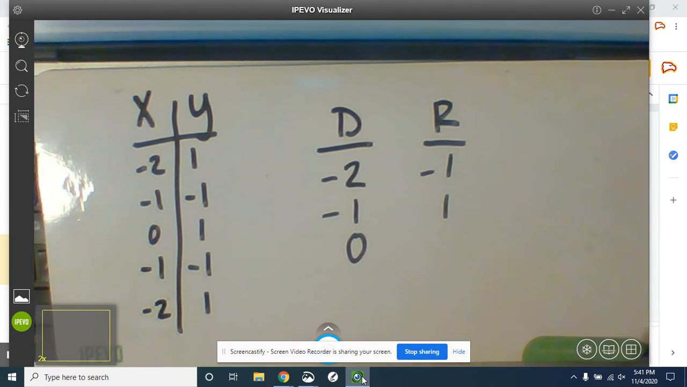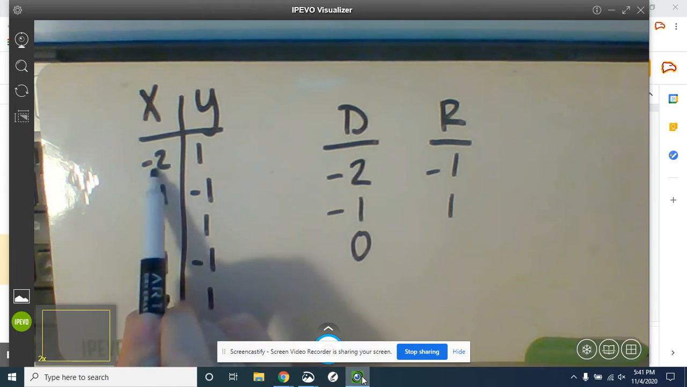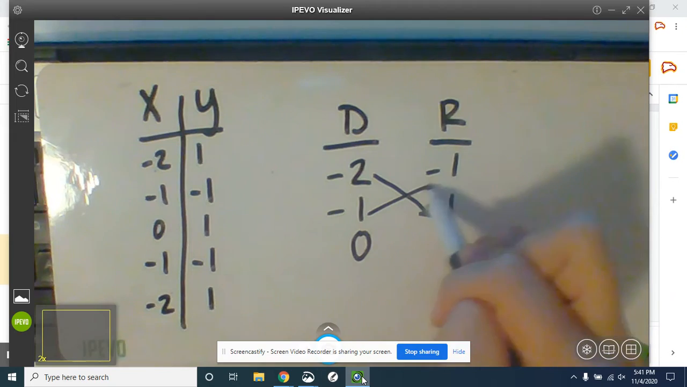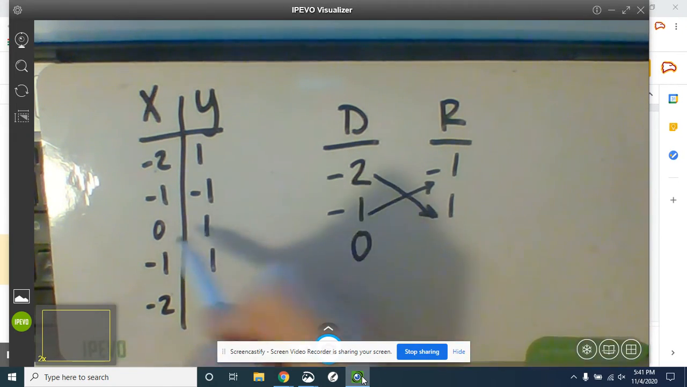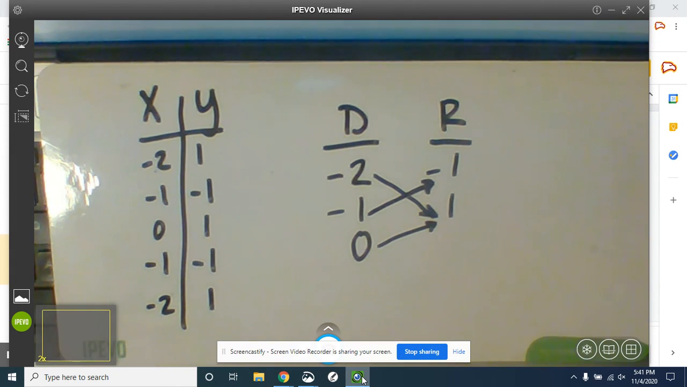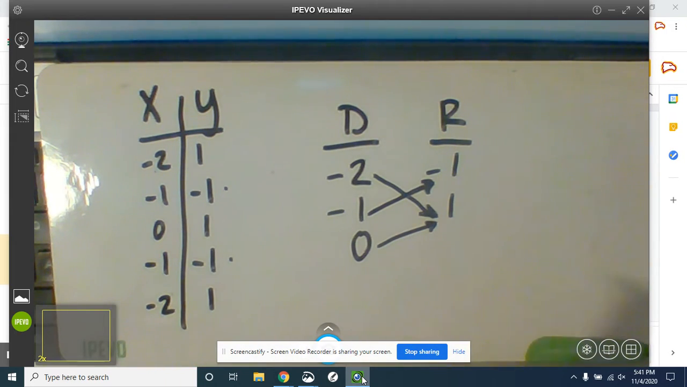Now this one's kind of like a trick question. So you'll find out what I'm talking about. So -2 is supposed to point at 1. -1 needs to point at -1. 0 needs to point at 1. -1 needs to point at, well, that's still the same one. That is not an input being paired with two different outputs. It just so happens they repeat it because I think they're trying to catch people who just look to see if these repeat. So I don't know.